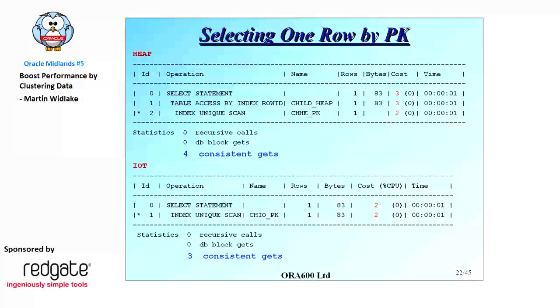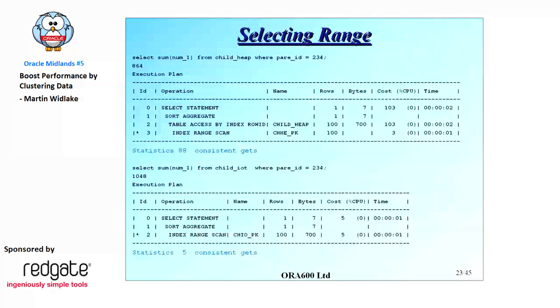Anybody remember why? It's because it's a primary key. And when you access by primary key, Oracle reduces the cost by 1, just to confuse you. Right. When you do a range scan with an IOT, or with a heap, this is the heap, you go to your index, and then you dot all over the place via the row IDs to get the records, 88 consistent gets. IOT, 5, because the index holds the data, and it's all in order. So IOTs come into their own when you do range scans.